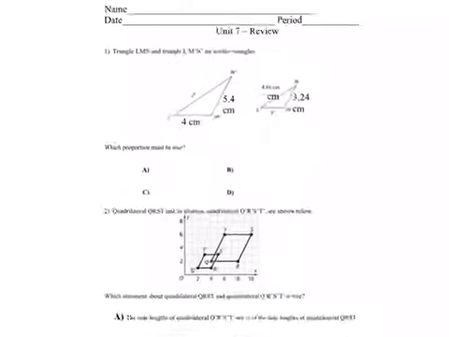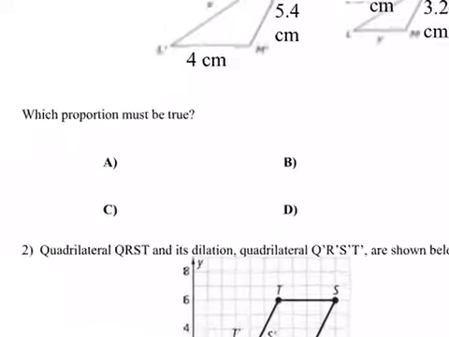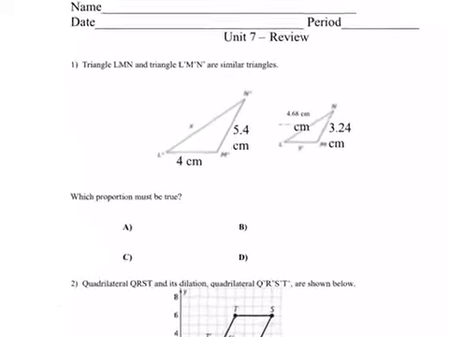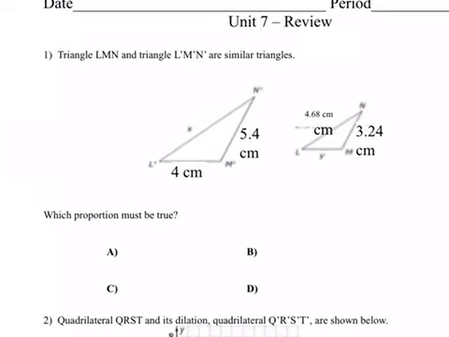So here's the Unit 7 review for 8th grade. We'll go ahead and take a look at number 1, which unfortunately has no answer choices for us, so we are going to end up making up our own. On number 1, it says triangle LMN and triangle L prime, M prime, N prime are similar triangles. Which proportion must be true?